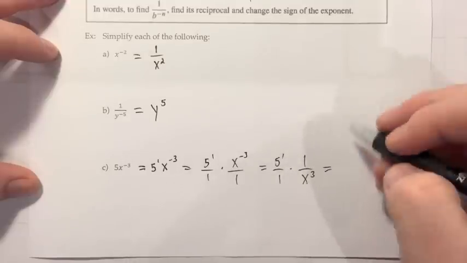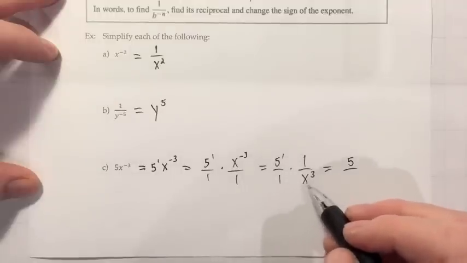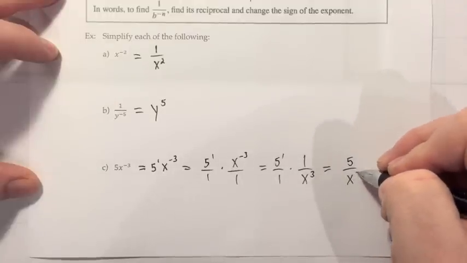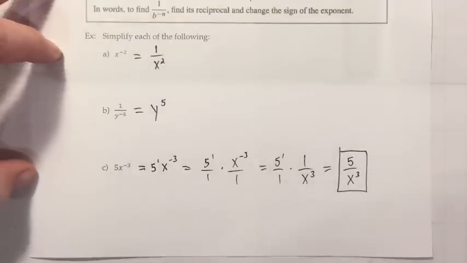5 to the first, which is just 5, times 1 is 5. And multiplying across the bottom, 1 times x to the third is x to the third. And there's our simplified answer, 5 over x to the third.